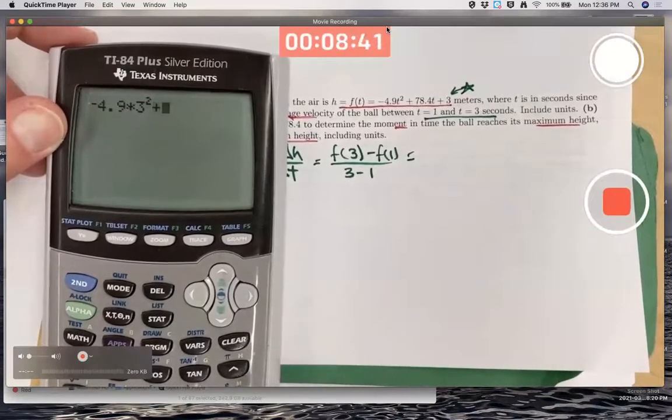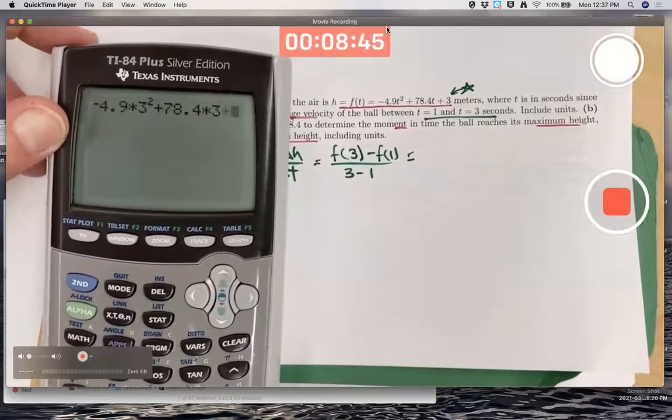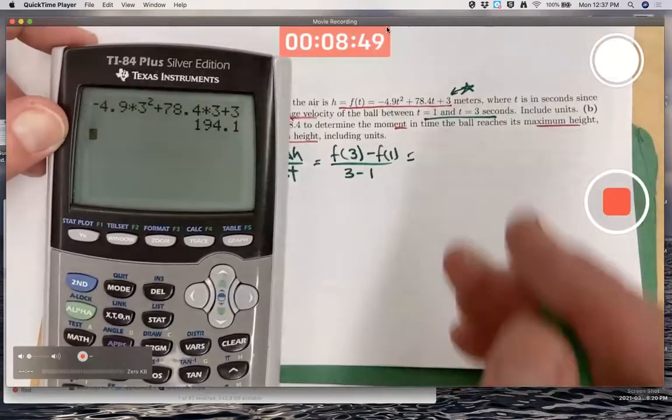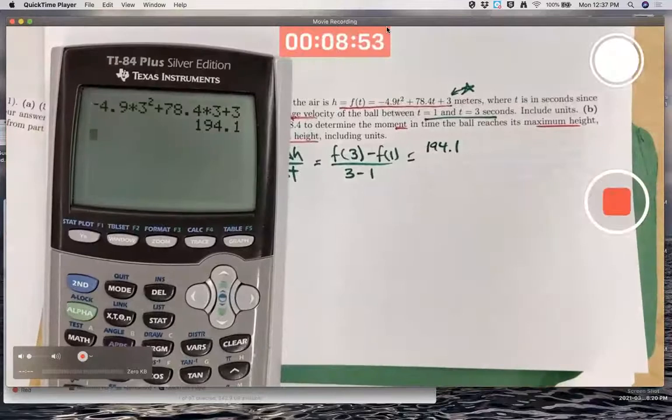Plus 78.4 times 3, plus 3. That's f of 3, and it is about 194.1. What that means is after 3 seconds, the ball is 194.1 meters high, very high. If it's a small ball, you probably wouldn't be able to see it anymore.